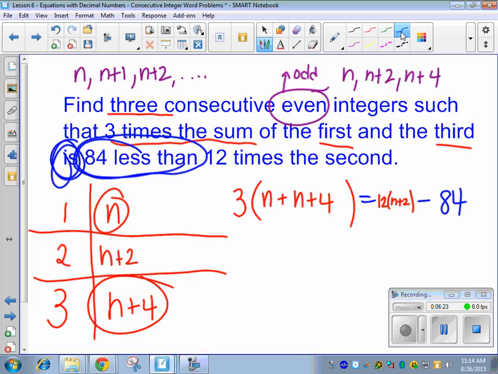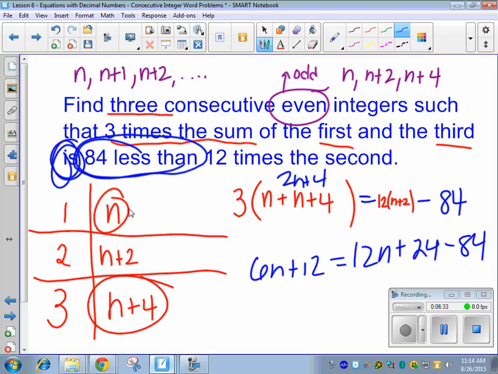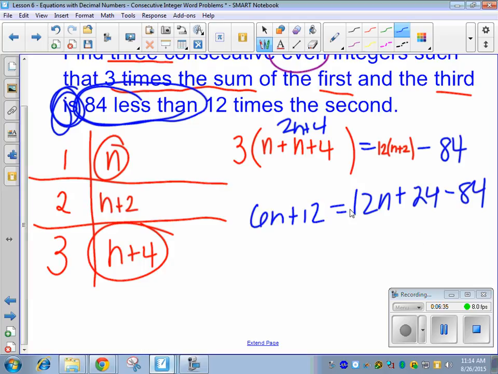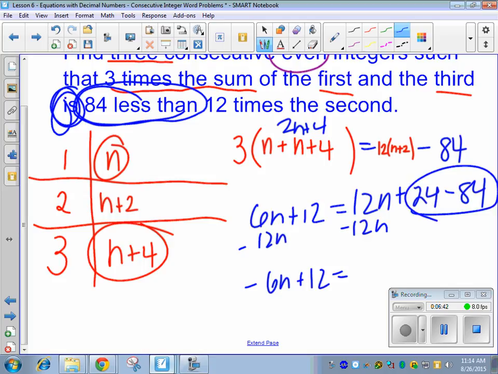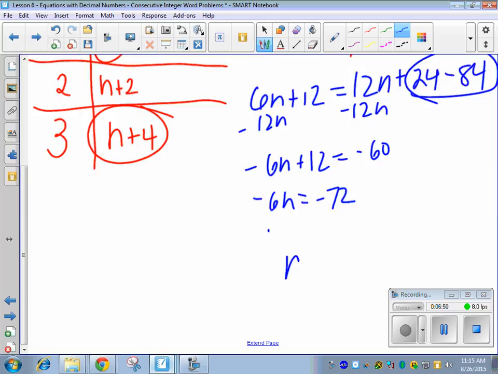All right, just in case you didn't get it, this is 2n plus 4 right here. I just added the n's. I'm going to distribute that. That's 6n plus 12, right? Over here we have 12n plus 24 minus 84. Let's see. I'm going to subtract the 12n from both sides. That's negative 6n plus 12. What's 24 minus 84? Okay, good. Subtract 12 here. That's negative 72. Divide by negative 6. So you guys should get 12.